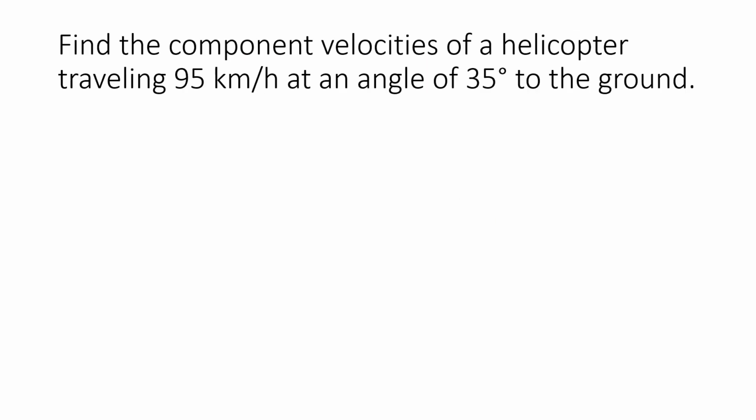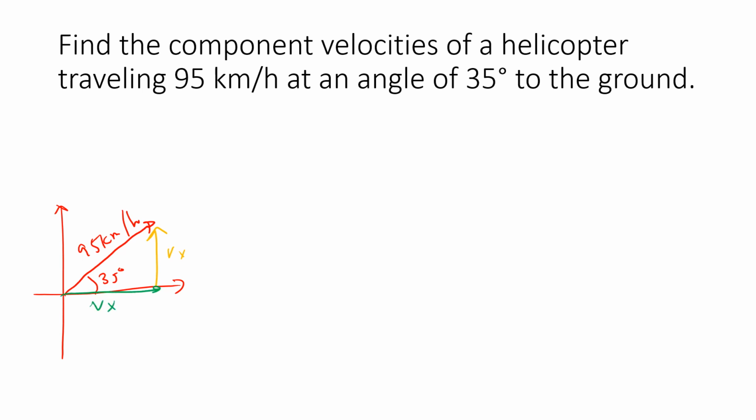Find the component velocities, so x and y, of a helicopter traveling at 95 kilometers per hour at an angle of 35 degrees to the ground. So just to make sure we understand where we're at. From 35 degrees, it's an approximation obviously, it is 95 kilometers per hour. I want to find my y component and my x component.